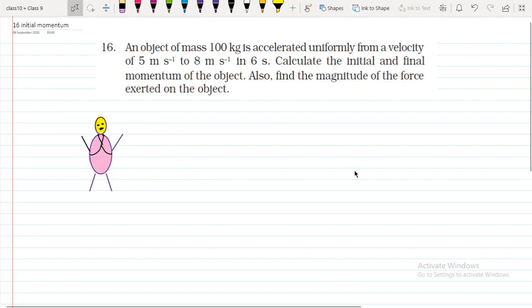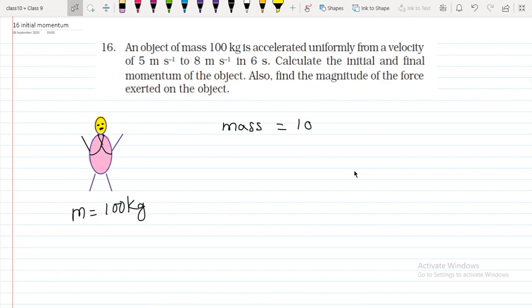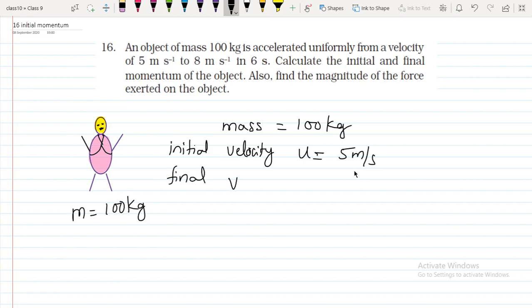So here given a mass of 100 kg. And initial velocity, if I take u equal to 5 meter per second. And final velocity v equal to 8 meter per second. And time to change the velocity, I can represent that as symbol time. Time t equal to 6 seconds.